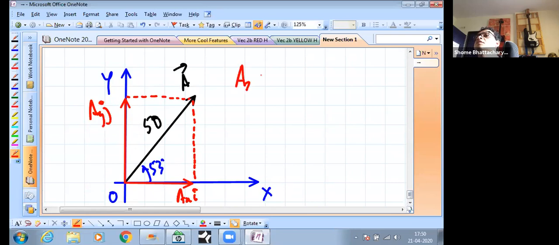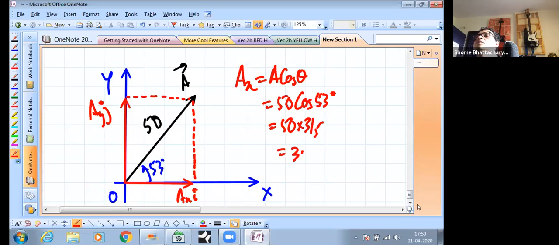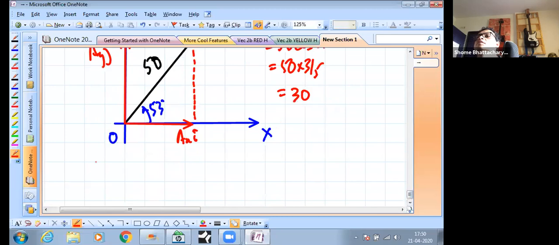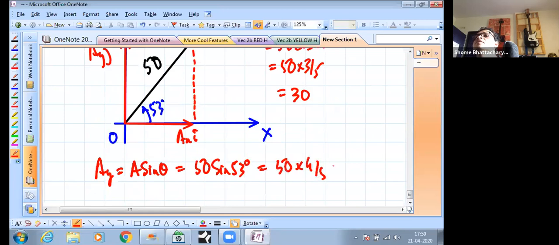So EX is E cos theta. So that is 50 cos 53 degrees, and that is nothing but 50 into 3 by 5. So it is 30. Similarly, your EY will become E sin theta. So 50 sin 53 degrees. So 50 into 4 by 5. So that will become 40. So the components are 30 and 40.